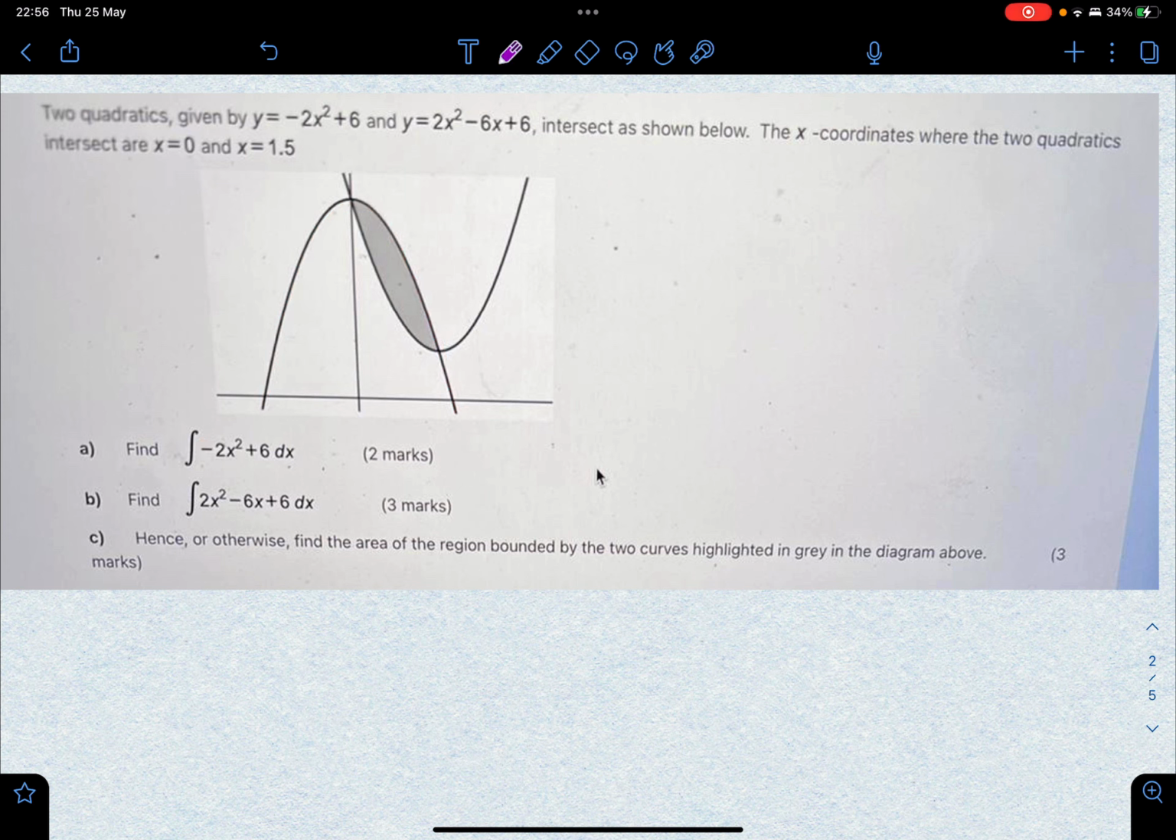So that's going to give us this area here. So the area under this parabola between 0 and the point they've given us, which is 1.5. So this point here is 1.5, and this is 0. So this integral will give you this area.